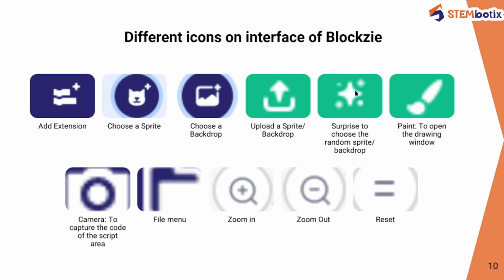This particular icon is used to surprise you, meaning after clicking onto it, you will see that any random sprite or any backdrop will appear on the stage area. After that, there is also one option which is used to paint or to draw. If you want to draw or create your imaginary sprite, you can do that using this icon.